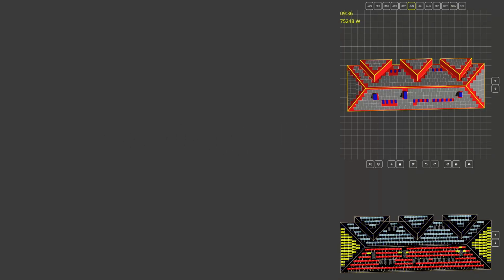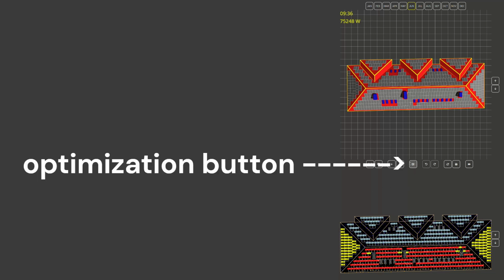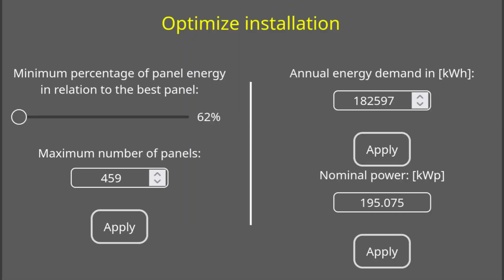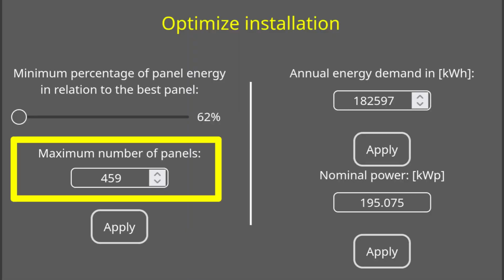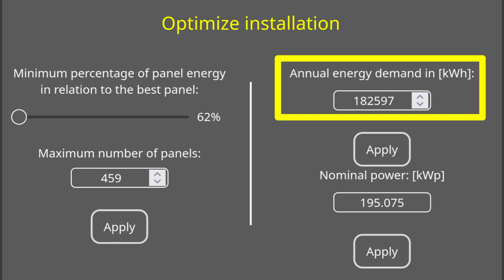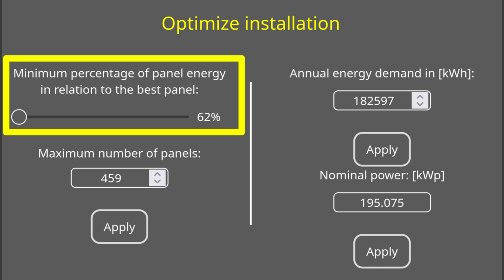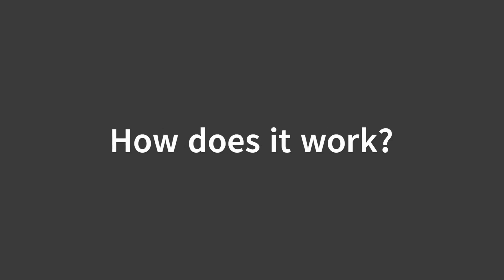Open your project in a web browser. Under the three-dimensional roof model, you will find the Design Optimization button, which opens the Quick Optimization panel. Here, you can get the most of your PV design using few optimization parameters. The panel's number limit parameter, the annual energy demand limit parameter, the nominal power limit parameter, and finally the efficiency threshold parameter. All these parameters reduce the photovoltaic projects by unnecessary elements.